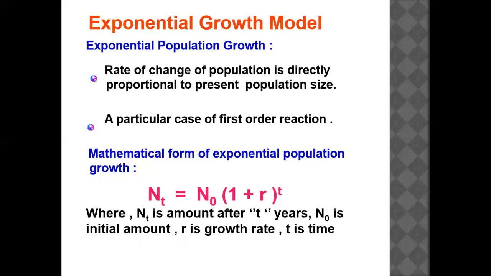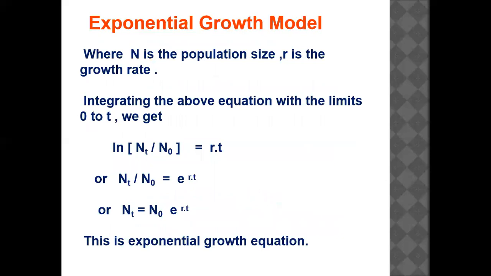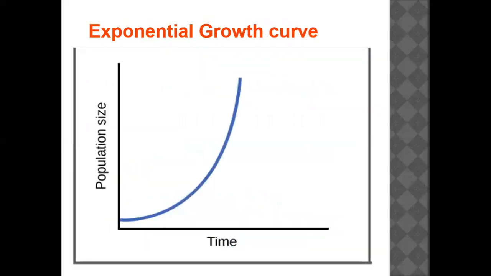Now we go to the diagram or growth rate curve. So this is the exponential population growth rate curve. If we plot the time on the x-axis and the population size, that is N, on the y-axis, then we get an exponential curve, and that looks like a J-shaped curve.